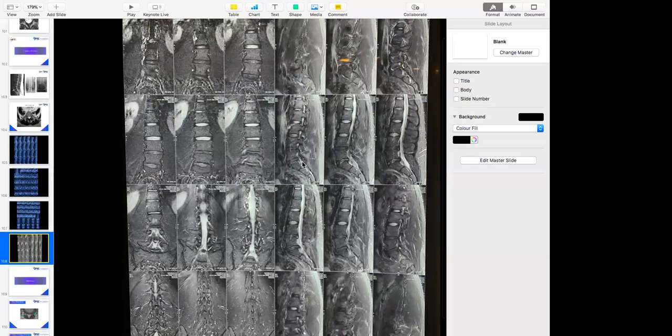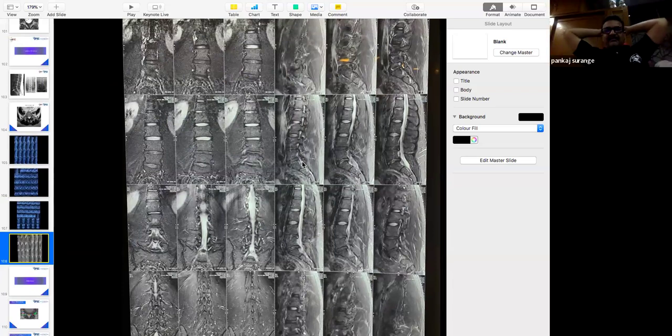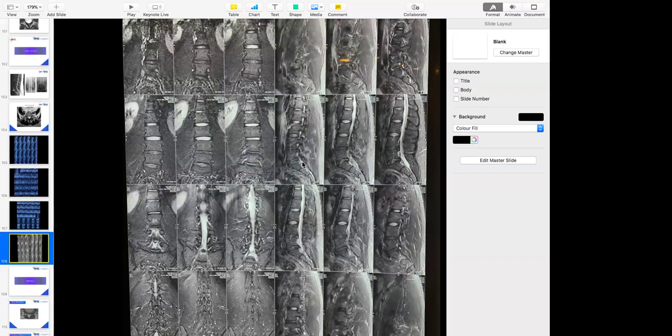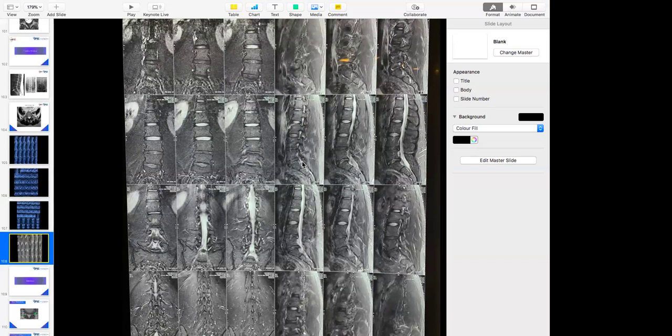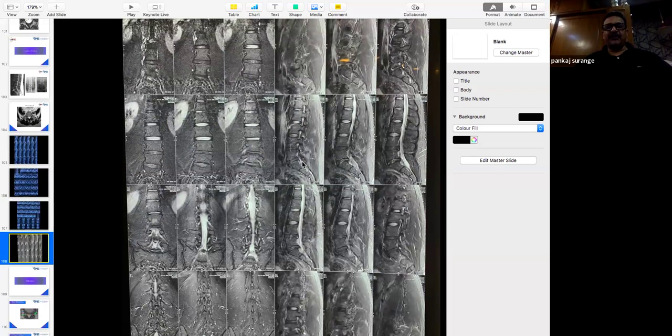Now, what is this? CT scan? No, why CT scan? CT scan, how? In CT scan, how will the bones be? White. Yeah, it is dark, no? In CT scan, the bones will be bright white. Okay, so this is MRI, no doubt. But what section and what sequence?